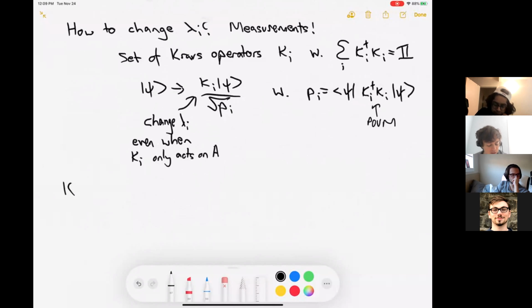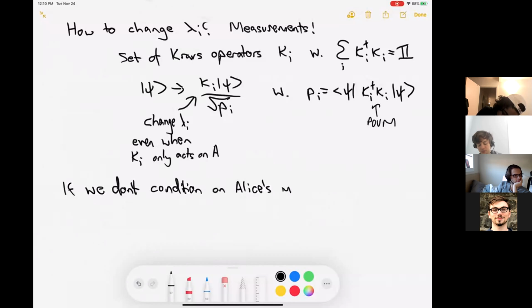And the first thing to note is that if we don't condition on Alice's measurement outcome, so Bob, say, doesn't know Alice's measurement outcome, then from Bob's point of view, his reduced density matrix is unchanged by this process because he hasn't done anything at all in his lab.